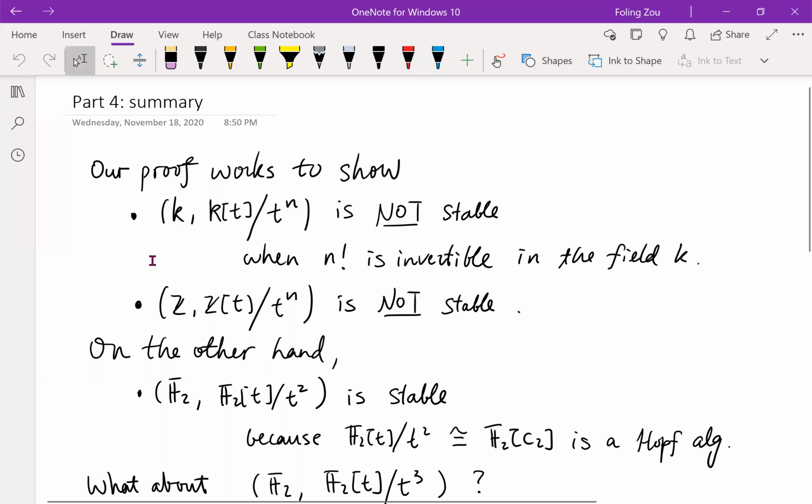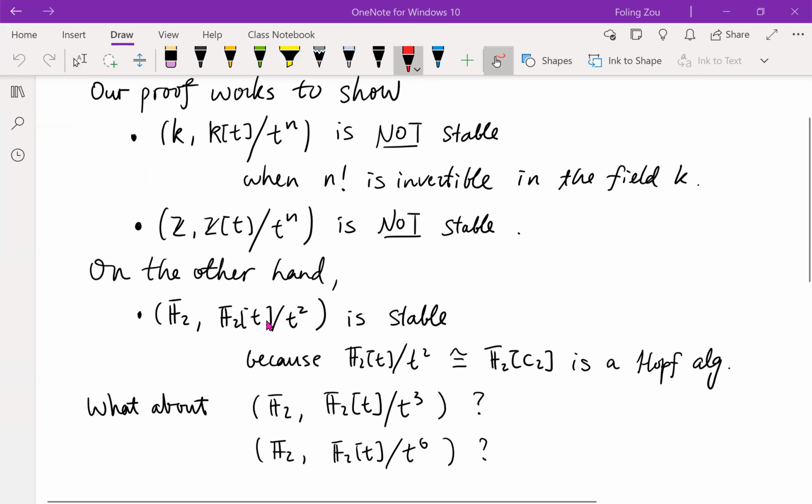All right, so let me give a summary of the results I just explained. We proved that Qt mod t to the n is not stable, and it actually works to prove that whenever n factorial is invertible in the field K, this is not stable. And we can also use this to prove that when this is not a field, but the integers, Z[t] mod t to the n over Z, this pair is not stable, because Loday construction commutes with localization. And if these were stable, we would get a contradiction.